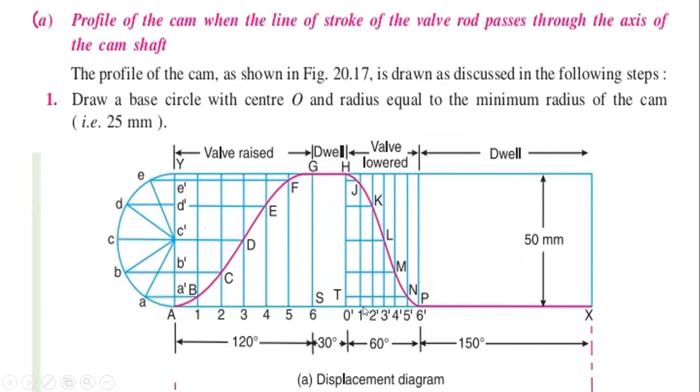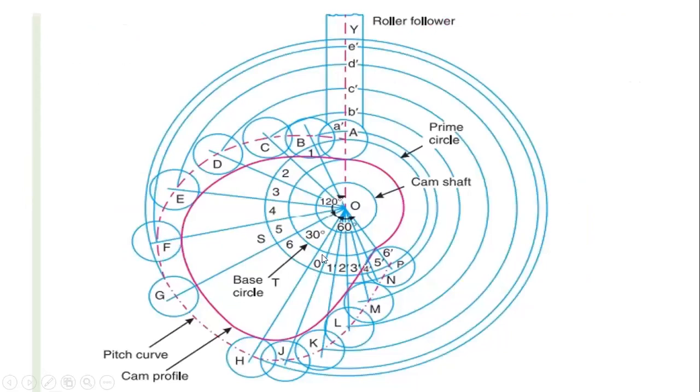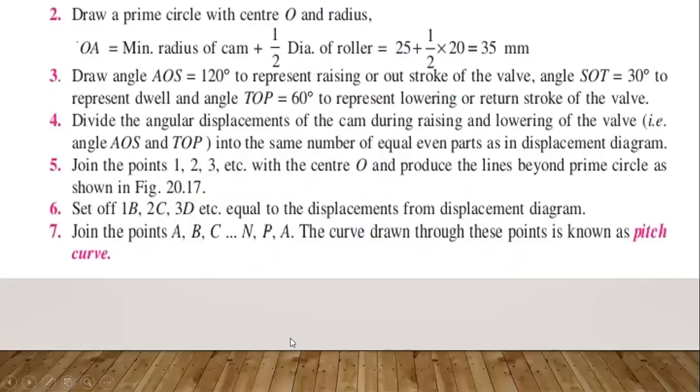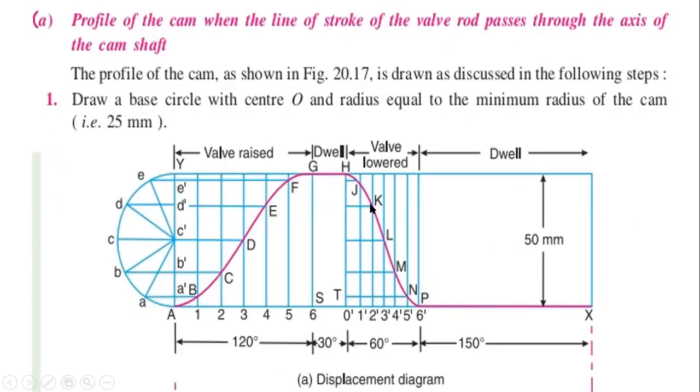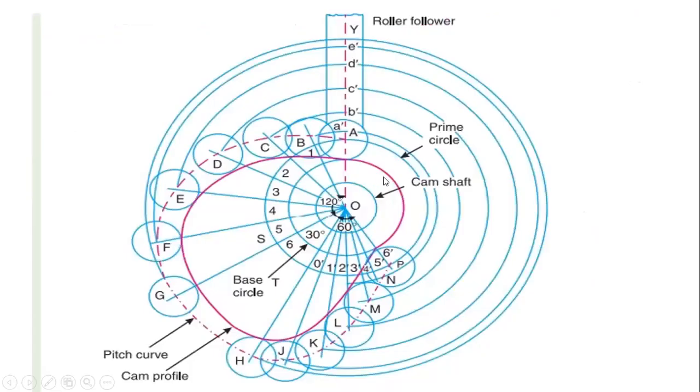We have to take the length 1 dash to J. First is 1 dash to J, and by cutting here, we obtain the point J. Next, in a similar fashion, 2 dash to K, 3 dash to L, 4 dash to M, 5 dash to N. The similar lengths are taken and cut in the extended lines. Then draw the freehand curve from point H to point P.